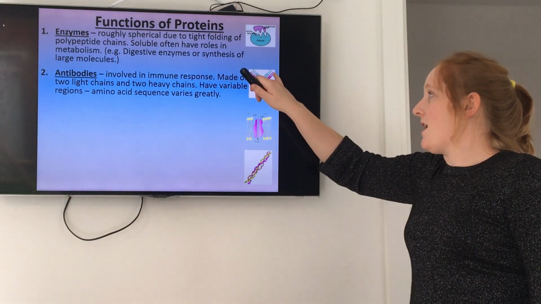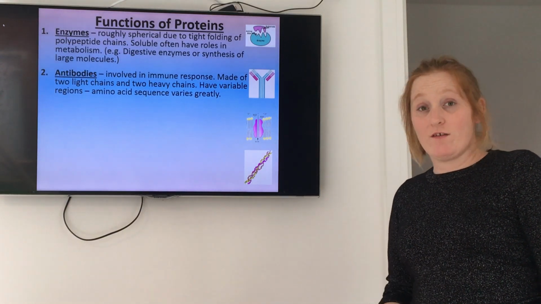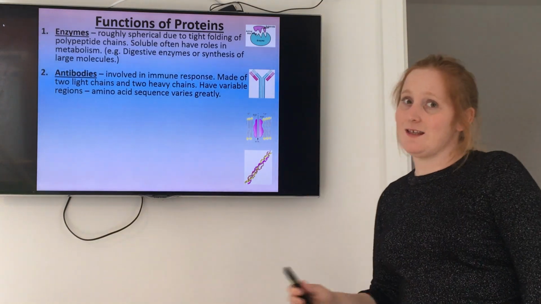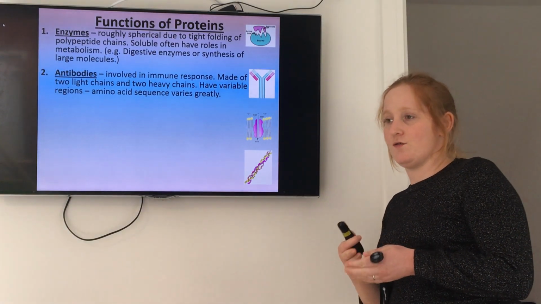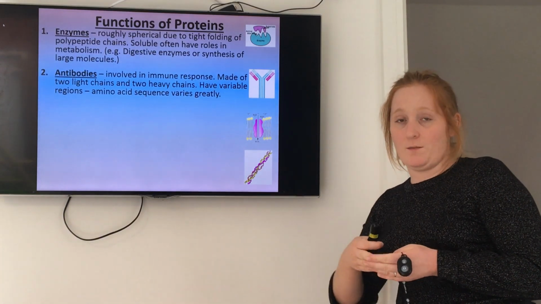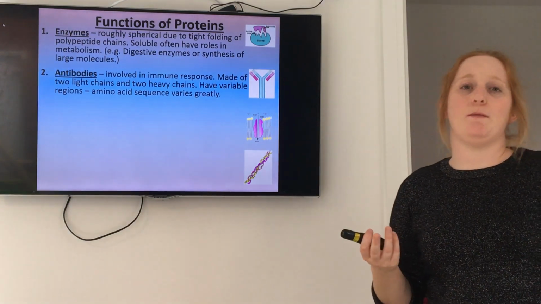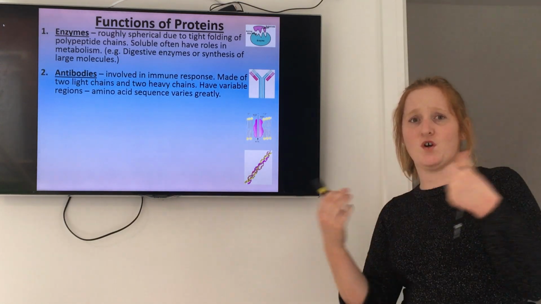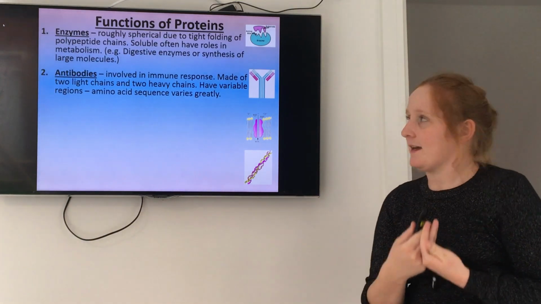And the lighter bits here, the light blue and light pink, are called the variable regions. The reason they're called the variable regions is because they have a different amino acid structure, and that's what makes them specific. So they have a different amino acid sequence in that variable region, depending on what antigen that antibody binds to. And there are two binding sites, so it can bind to more than one antigen, which helps with its function of clumping together those antigens or pathogens, etc.